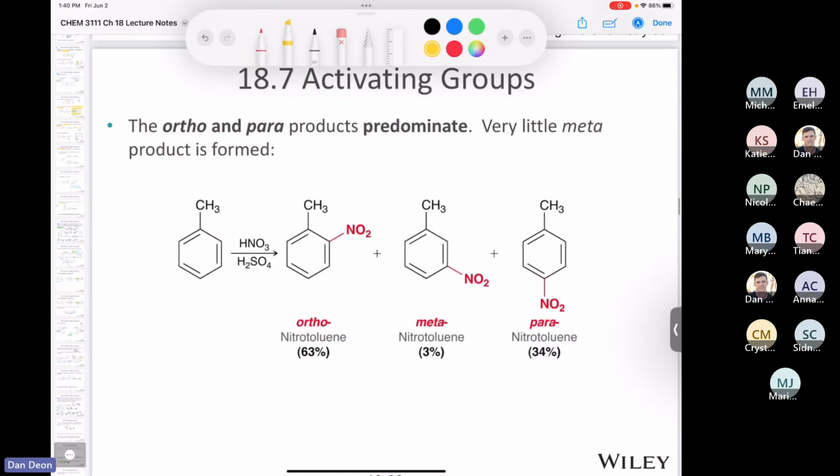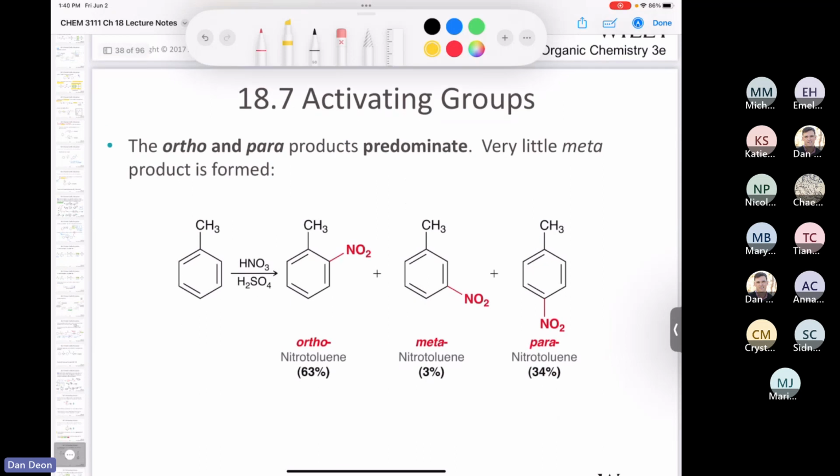So let's take a look here. This is an experiment that's been done many times. When you take toluene and nitrate it, you actually get a mixture. You can see that it's mostly ortho and some para and almost none of the meta. The majority is ortho and para nitrotoluene, and we get a little bit of meta nitrotoluene. Now, why is that? There's got to be some kind of reason for that.